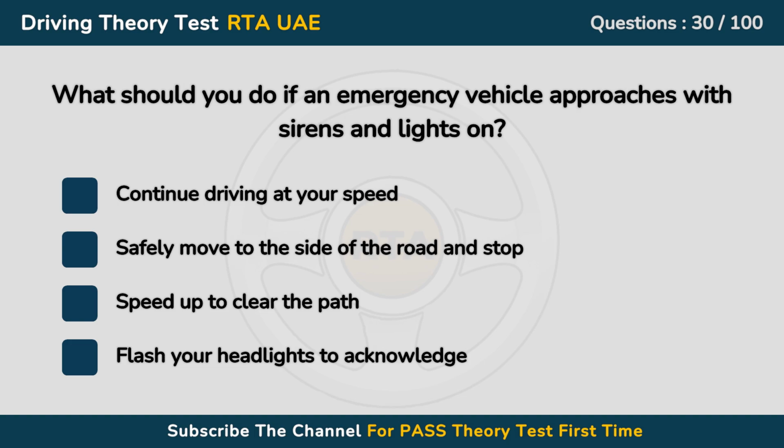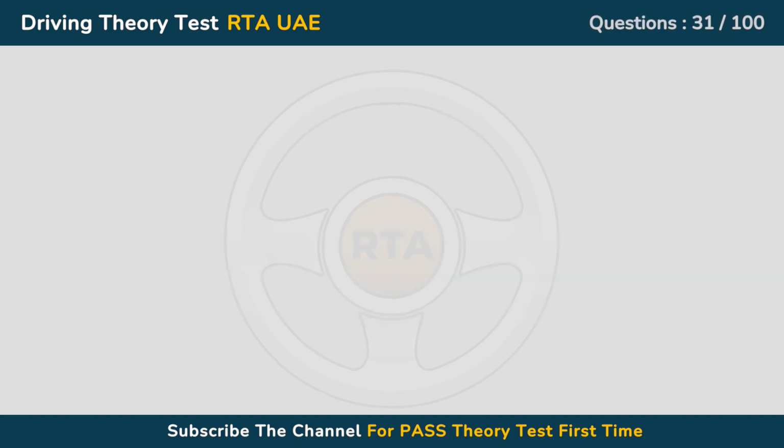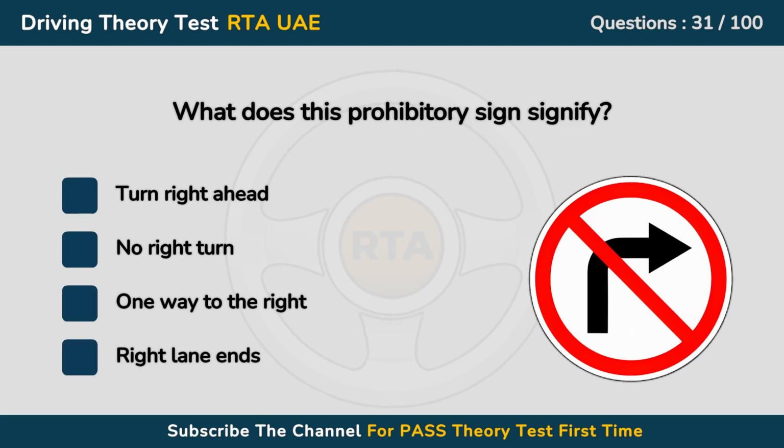A. Continue driving at your speed. B. Safely move to the side of the road and stop. C. Speed up to clear the path. D. Flash your headlights to acknowledge. Answer is B. Safely move to the side of the road and stop. When an emergency vehicle approaches, drivers must safely pull over to the right side of the road and stop to allow it to pass unhindered. Question 31. What does this prohibitory sign signify?